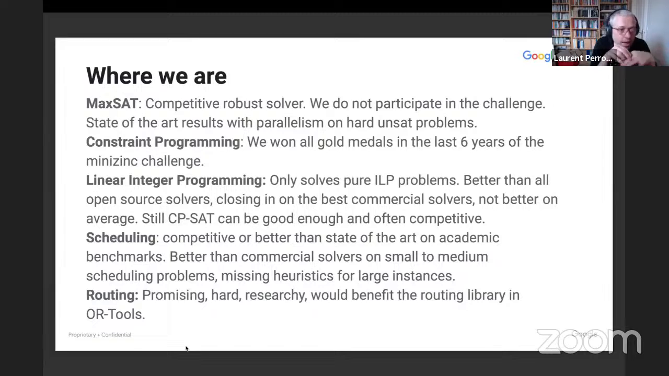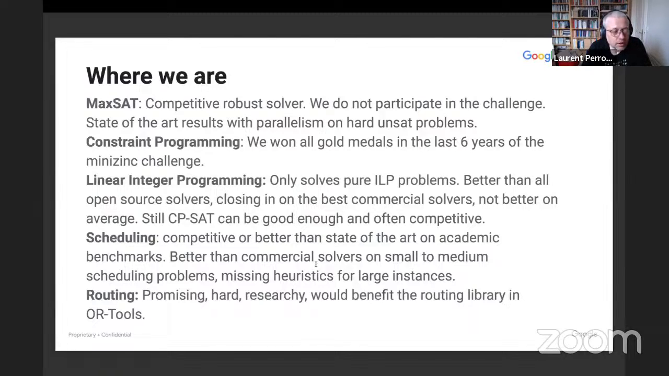So on this, we are extremely good at proving inside problems. The ones that come from circuit verification, incredibly good. So we're really happy about that. CP: Chuffed was winning easily. We had more than Chuffed. We have the simplex. We have more advanced work, more effort. So we win easily all the gold medals since the last 6 years.